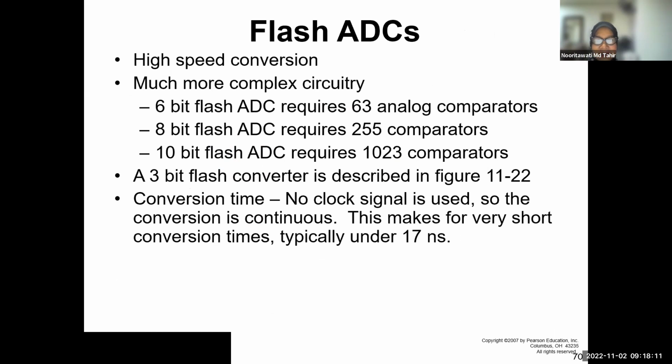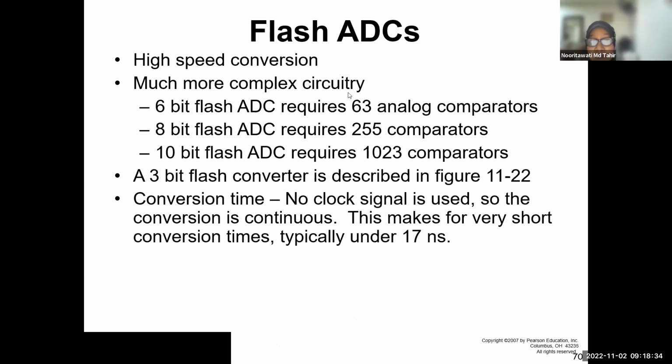And the third one yang kita akan tengok adalah flash ADC. Okay, flash ADC ni dia adalah sangat mudah sebab it's like a flash lah, dia convert sekali, cuma dia ada disadvantage dia lah yang kita akan tengok kemudian selepas ini. Okay, it's actually a high speed conversion.